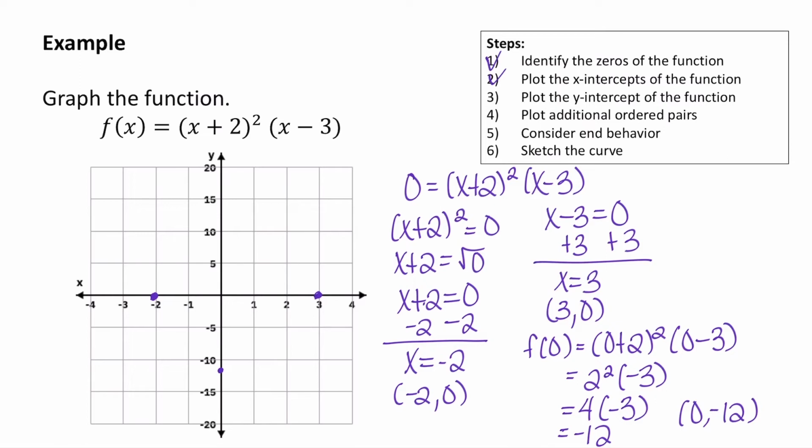And then now we're going to figure out some additional ordered pairs that we have on our graph. So remember, we have the intercepts at x equals negative 2 and x equals 3.